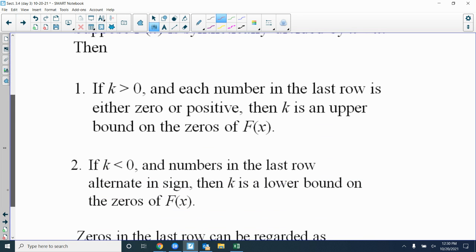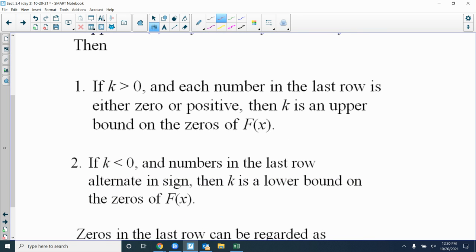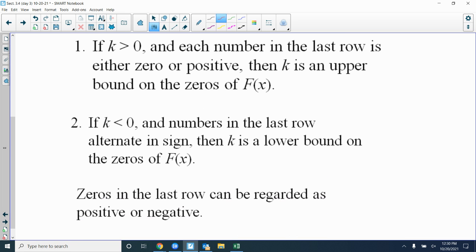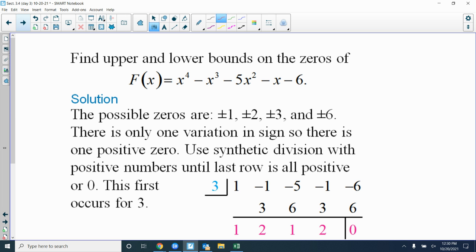So for this one here, here's your 2 cases. K is the number you're using synthetic division on. When you do synthetic division, if each number in the last row is either 0 or positive, then K is an upper bound. If you're doing a negative number in synthetic division, if your last row alternates in signs, it's a lower bound.